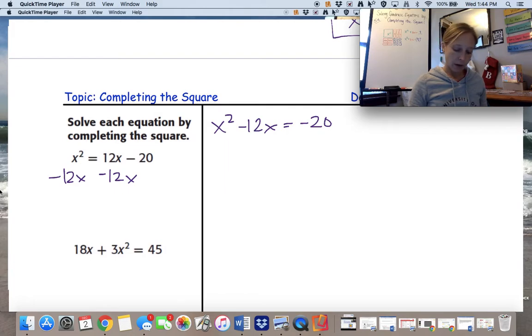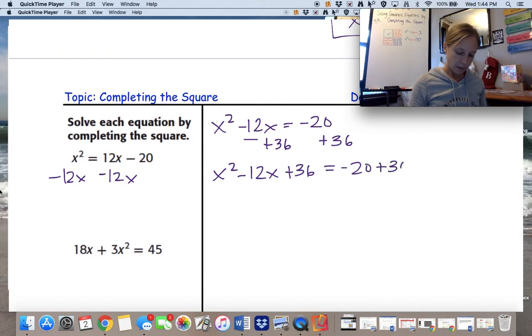Now I complete the square. I say, what is half of 12? That's 6. What's 6 squared? 36. I'm going to add 36 to both sides of my equation. X squared minus 12x plus 36 equals negative 20 plus 36. Factor it. What multiplies to 36 and adds to negative 12? Negative 6 and negative 6. Good, I have a perfect square trinomial. That's what I was going for. 36 minus 20 is 16.